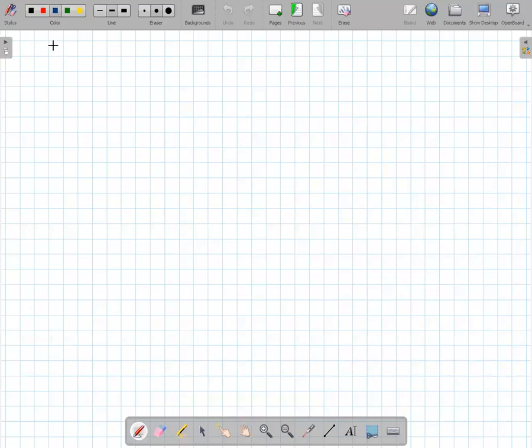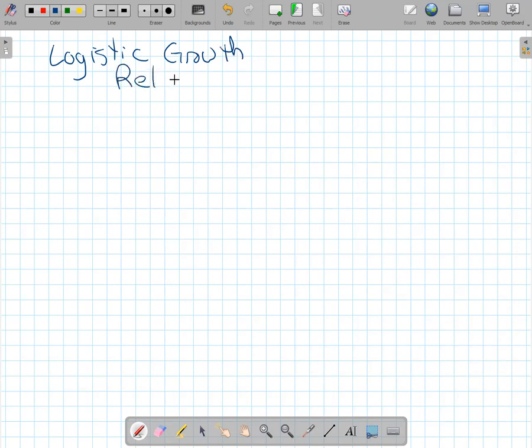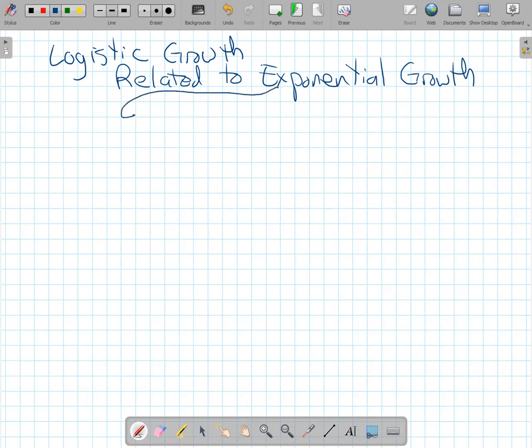So this is logistic growth we're going to look at. And logistic growth is related to exponential growth. And remember, the recursive formula for exponential growth is some new amount can be found by taking a look at the previous amount.